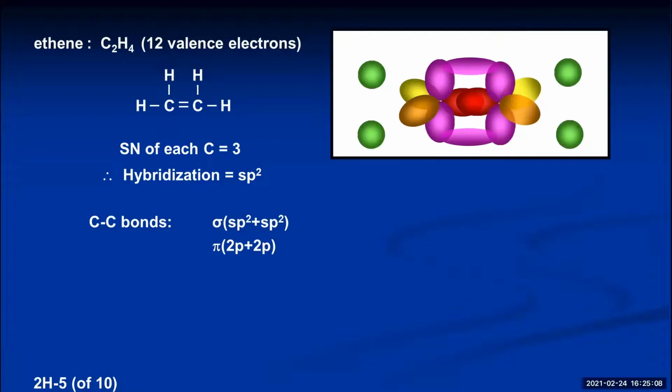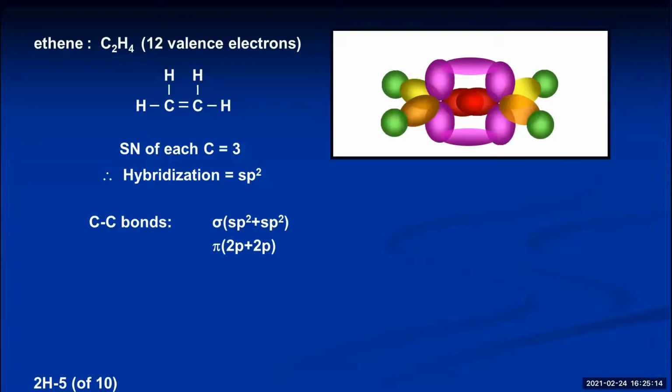Oh, and then finally, the 4 hydrogens in the C2H4 can bond to these 4 different sp2 orbitals that are pointing on the left and the right. So each of these bonds would have identical names. What would be the names of each of those bonds? Sigma sp2 plus 1s. That's exactly correct. Does that make sense?